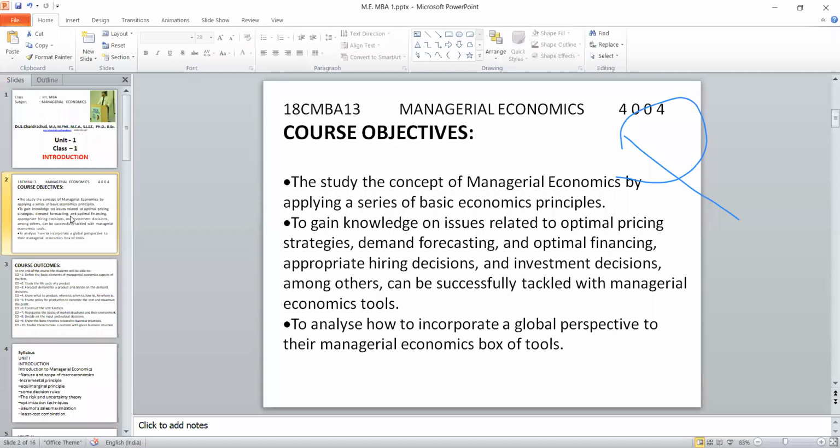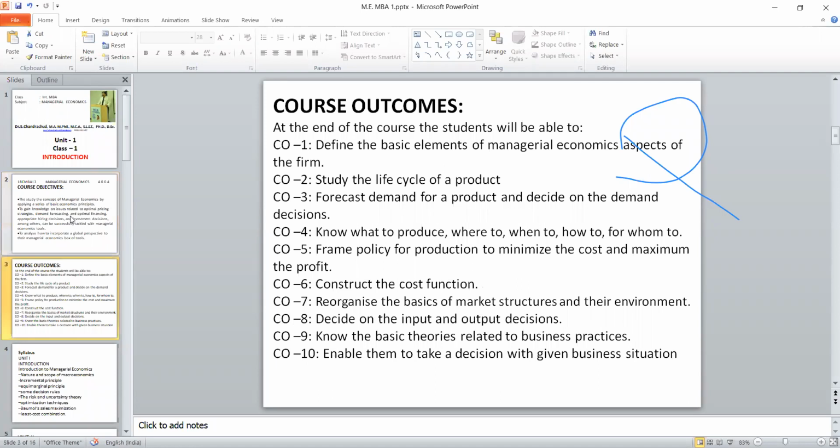So, in order to achieve these objectives, once we study for 50 classes, at the end of the semester a student must be able to perform. First, we should know how to define the basic elements, be familiar with the product life cycle, and be able to forecast demand for a particular product. It may be a new product or an existing product, and we will be very familiar with the themes of economics: what to do, why to do, how to do, when to do.